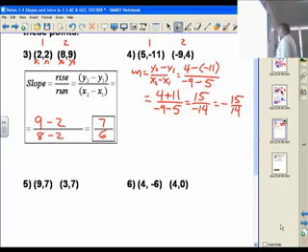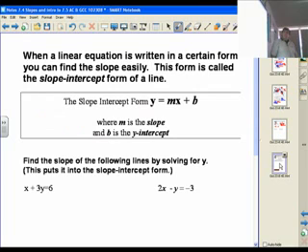Very last part, and we might come back to this in a second. But the last thing we need to talk about a little bit is the linear equation. This is the equation of a line. When we talk about the equation of a line, in a certain form, you can find the slope easily. This form is called the slope-intercept form.